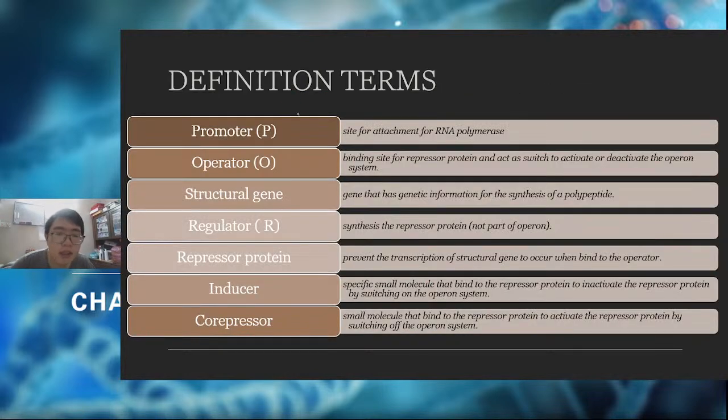So this is the definition. The promoter is the attachment or binding site for RNA polymerase. The operator is the binding site of repressor protein, and it acts as a switch to either activate or deactivate the operon system. You have to know this topic is about regulation. So what is meant by regulation?